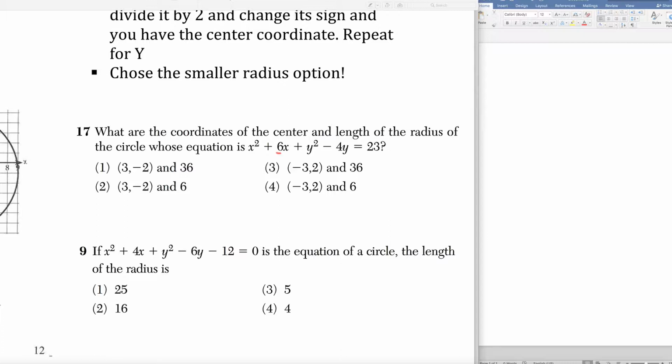So you take the middle term, the 6, you just divide it by 2 and change the sign. So you get -3. Divide it by 2, change the sign, +2. Then which radius should I pick? You pick the smaller radius. The bigger one is the radius squared. So that's out. This is the answer.